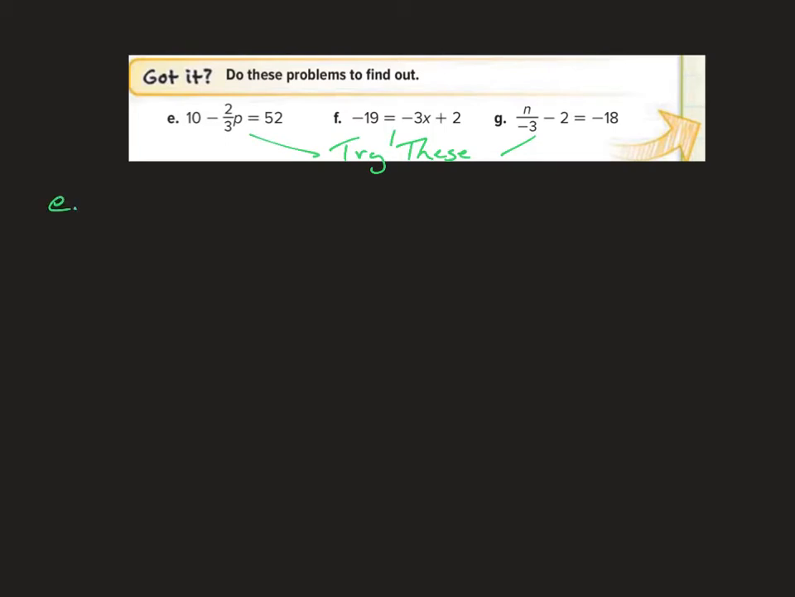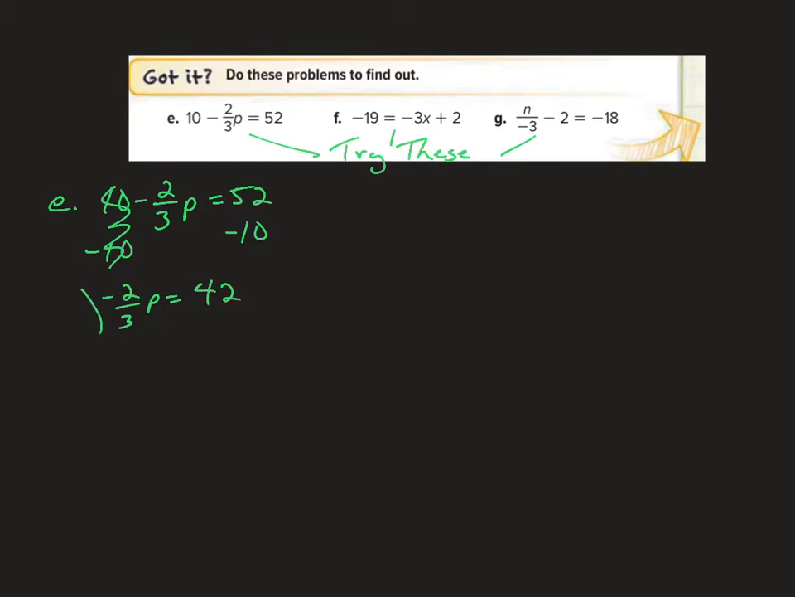So for our first problem, E, we've got 10 minus 2/3 p, so we've got a rational number as our coefficient, is equal to 52. First thing we need to do, we're going to subtract 10 from both sides of the equal sign. Get rid of that 10. We're left with negative 2/3 p is equal to 52 minus 10, which is 42.